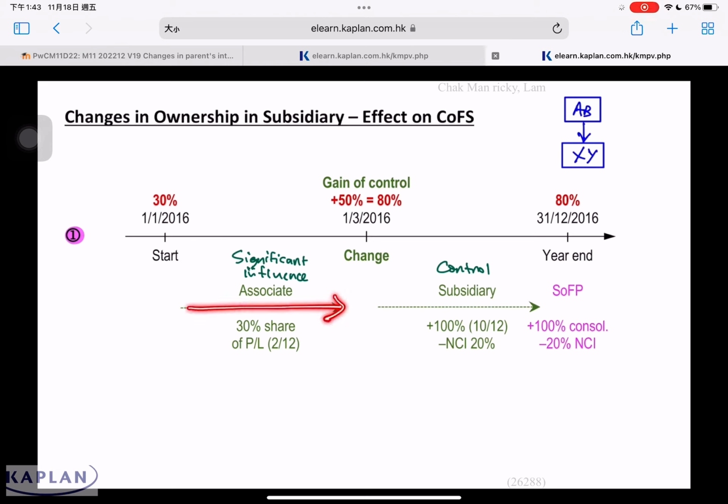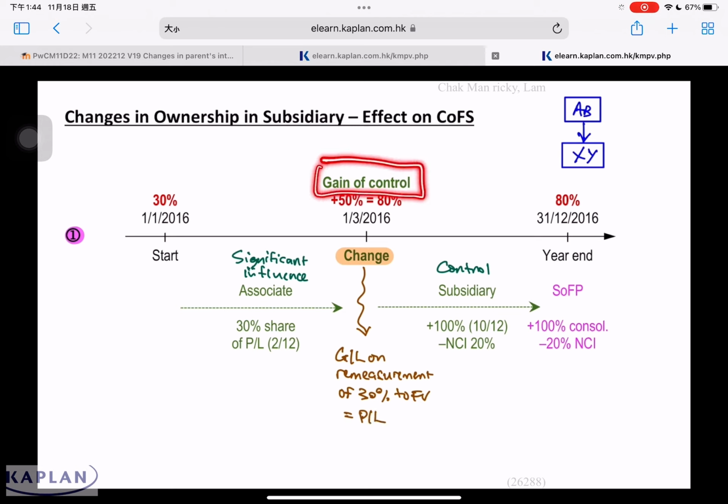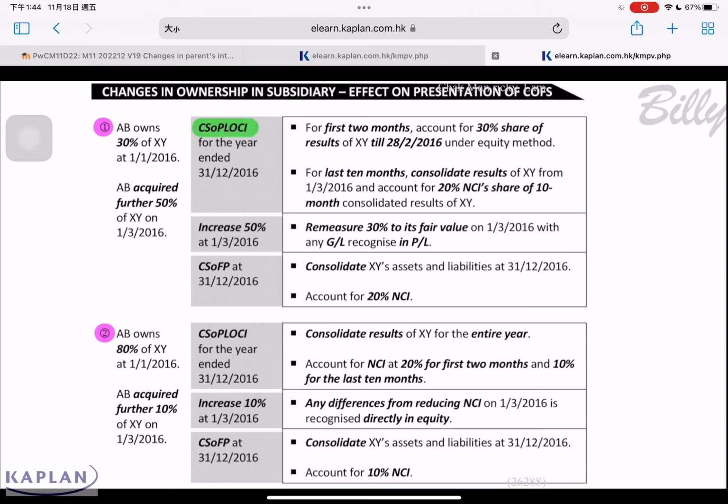For the first 2 months, it's an associate. We use the equity method. For the next 10 months, we must do 100% consolidation. Because we consolidate, we have to calculate the NCI. At the date of the change, we must calculate the gain or loss on remeasurement of the 30% to fair value. And this gain or loss must be reported in P&L. On the day when control is obtained, we must take the carrying value minus the fair value, and any gain or loss is recognized in P&L. So that's the first scenario. Refer to your notes. In the profit and loss, for the first 2 months, we must use the equity method, 30% share.